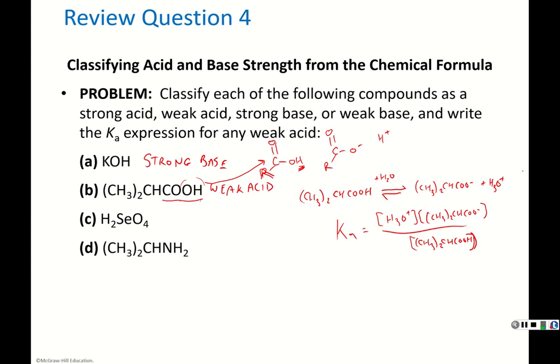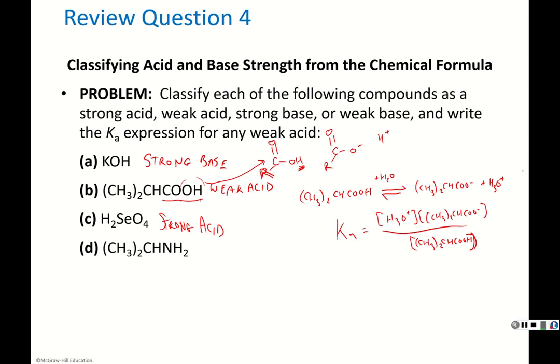H2SeO4, this is a confusing one. This is actually a strong acid. It's like sulfuric acid, but instead of sulfur, you have selenium. It wasn't on the list of strong acids that we mentioned earlier, so that can be a little bit confusing, but on an exam I wouldn't include that one on a problem like this, so don't worry too much about it.